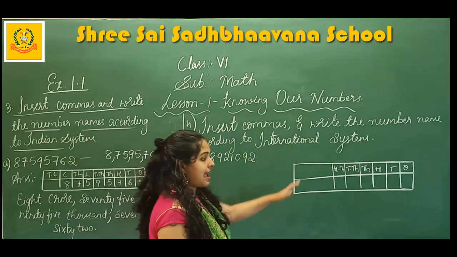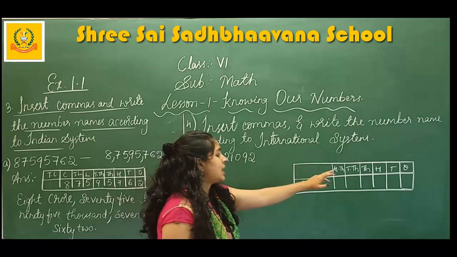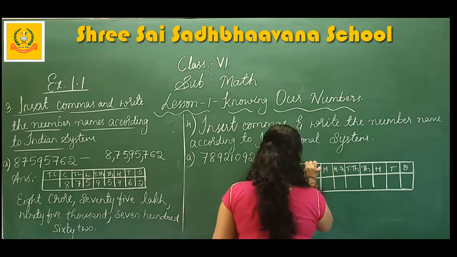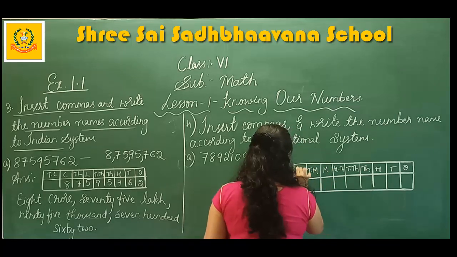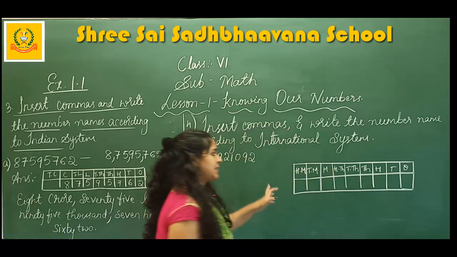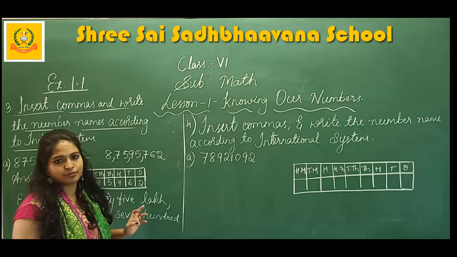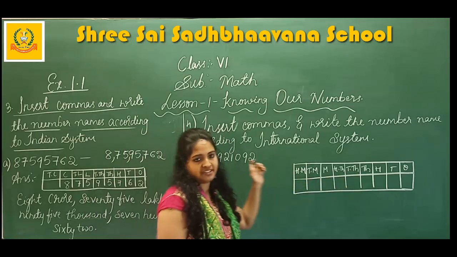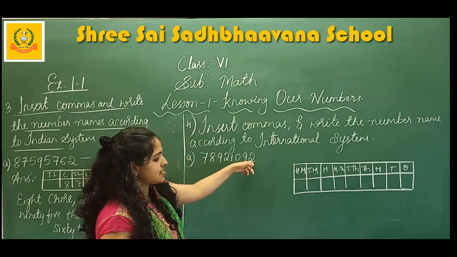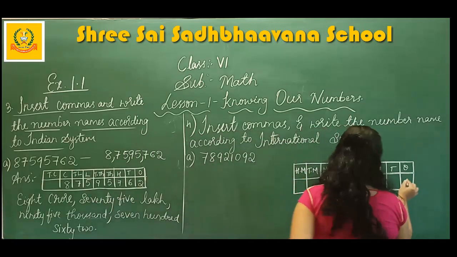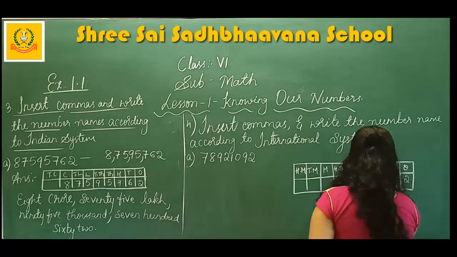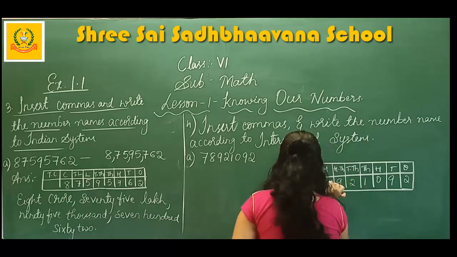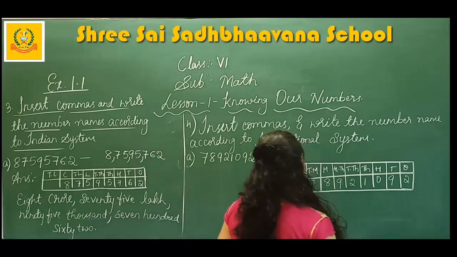So here you can't get lakhs, 10 lakhs and all. You will find only 1,000, 10,000, 100,000, million, 10 million and 100 million. Okay, this is the place value chart according to international system of numeration. Let us write this number in the chart first. The last digit will come under ones place, that is 2 9 0 1 2 9 8 7.